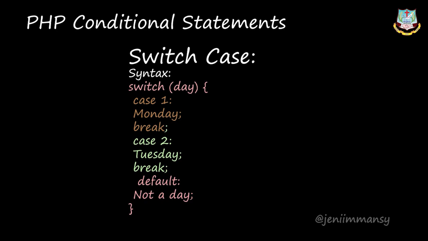If we have 7 days, we will have given 7 days, right? If you give 0, or 8, 9, or some other number other than 1 to 7, it will display not a day. Whatever statement you give in the default section will be displayed when you type 8 or any number other than 1 to 7. Clear?